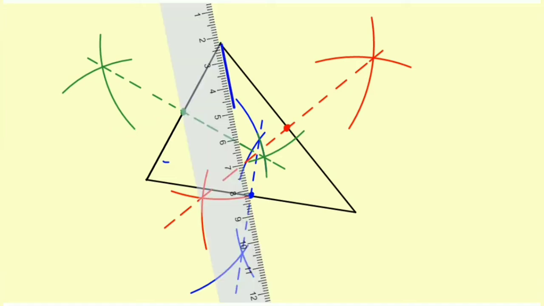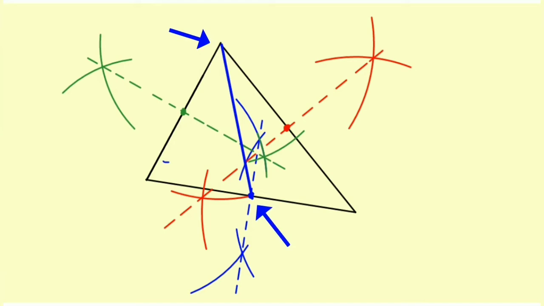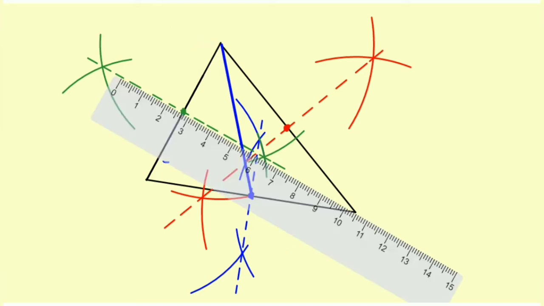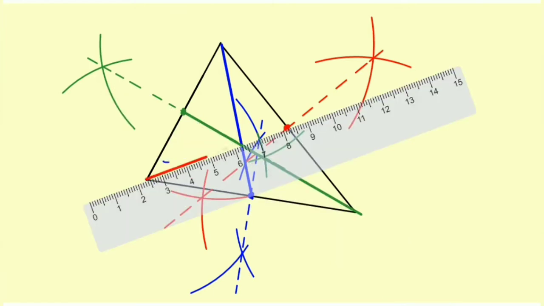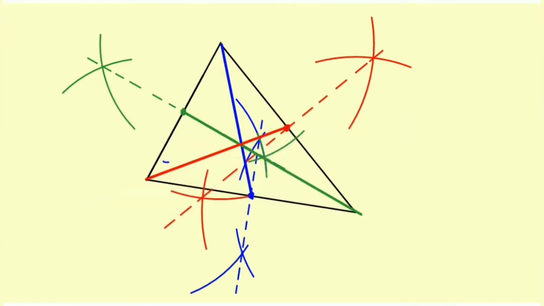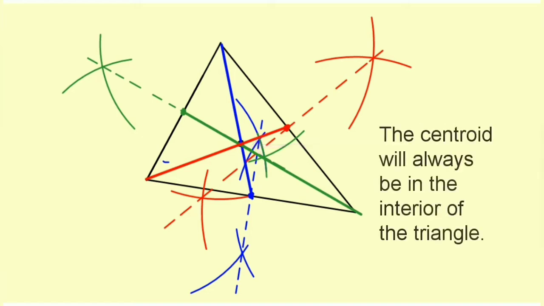Here's our first median. I'm going to use a thicker line just so that we can clearly see what the medians are and not get them confused with all of the other marks on the construction. Notice that I have gone from the vertex to the midpoint of the opposite side. And now I will draw the other 2. All 3 of the medians intersect right here at a point that we call the centroid. The centroid will always be in the interior of the triangle.